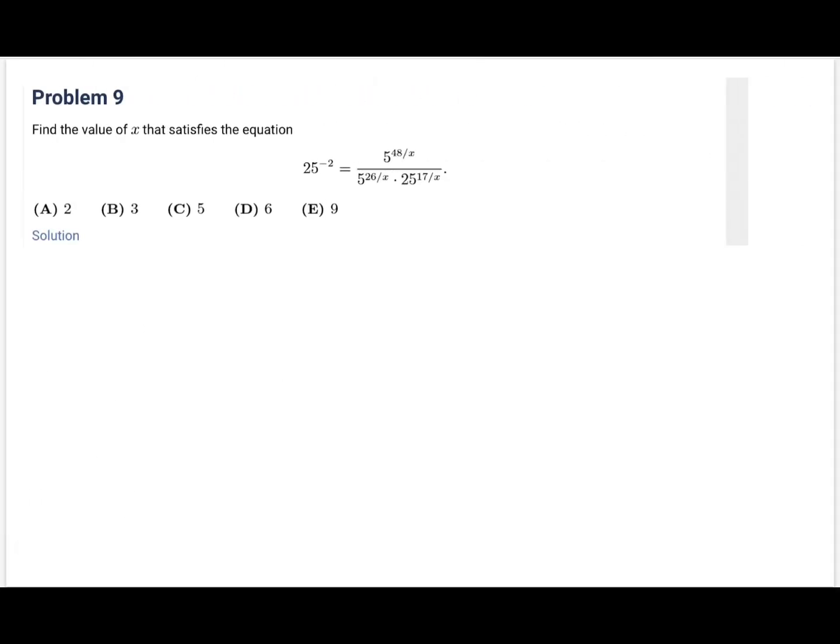Problem 9, find the value of x that satisfies the equation 25 to the minus second power, which is 5 to the minus fourth power, equals 5 to the 48 over x minus 26 over x minus 34 over x, right? Because this is 25, so this is 5 to the minus 34, 26, 60, 48, 12, 12 over x. So this and this are the same, right? So minus 12 over x equals minus 4, so x equals 3. The answer is B.